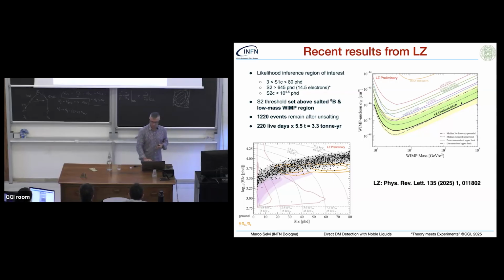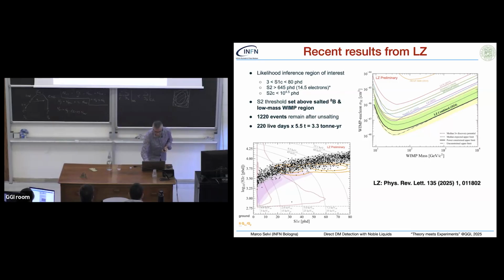So this is the meaning of this kind of plot. This is the PRL in 25 of the LZ collaboration with this beautiful spectrum. Here is how you usually present your event. This is the plane of charge versus light, so S2 versus S1, that are the 2 pieces of information that we have at the end in the TPC.